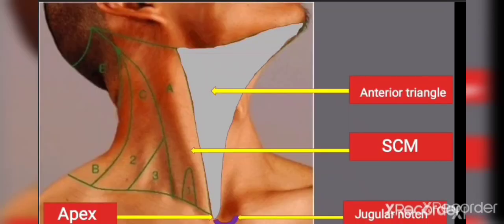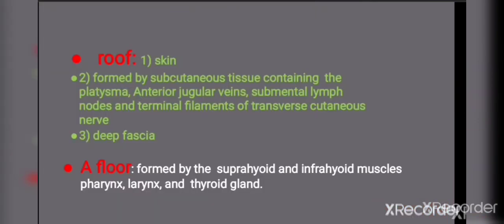So this highlighted area is the anterior triangle in front of the sternocleidomastoid, and here we also have demarcated the jugular notch, that is the suprasternal notch. Then the roof of this anterior triangle is made up of the skin and the superficial fascia, which is containing the platysma muscle, anterior jugular veins, these are the subcutaneous veins, submental lymph nodes, and terminal filaments of transverse cutaneous nerve. Below that we have the deep fascia.